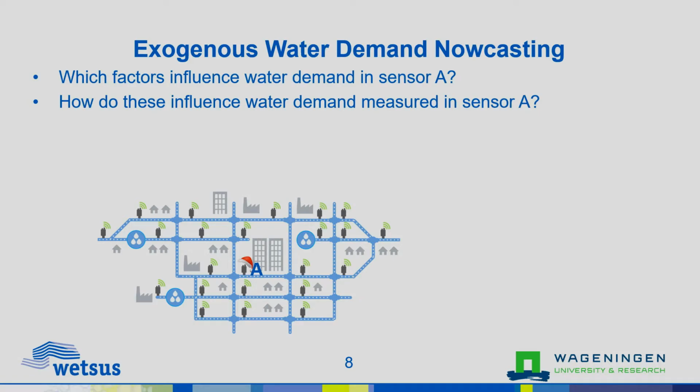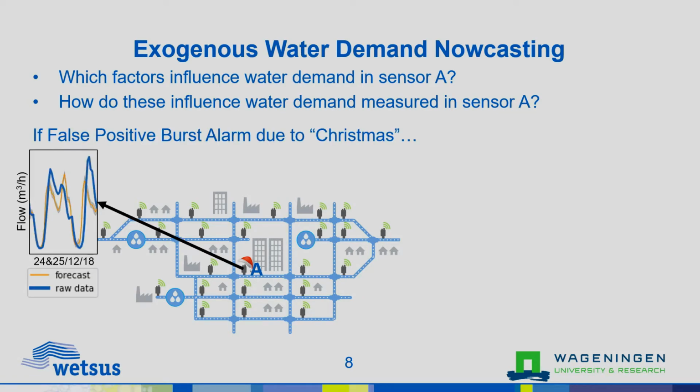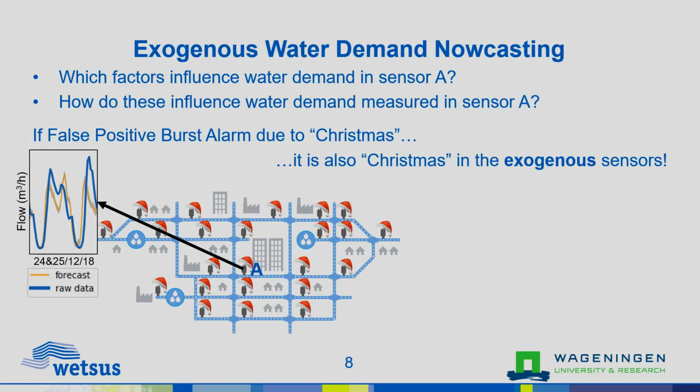Instead of trying to identify all these factors and implement checks that correct for them, and instead of looking at the extent to which these factors influence the prediction, we can look at the other sensors in the network. I take Christmas as an example here, but it works for all factors. If we have a false alarm, a deviation in the prediction due to Christmas, well, it's also Christmas at every other spot in the network.